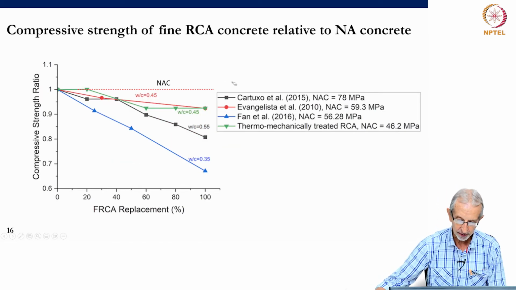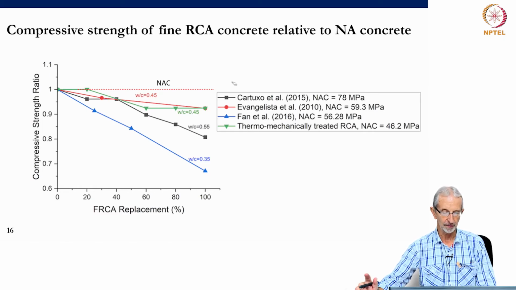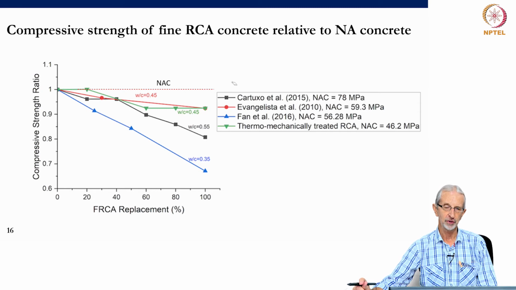With a fine RCA, interestingly enough, a similar picture emerges, even though it has the higher adhered mortar content. And in the rather more limited set of results that we have here, you can see much the same picture emerges. It's quite possible to have even up to 100% recycled fine aggregates, giving us strengths that are not terribly much reduced.